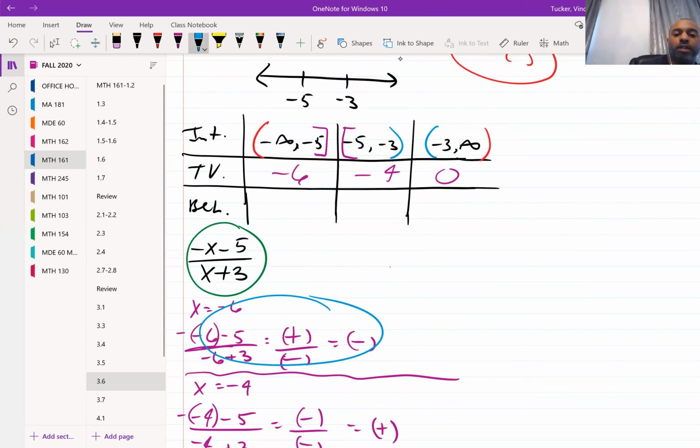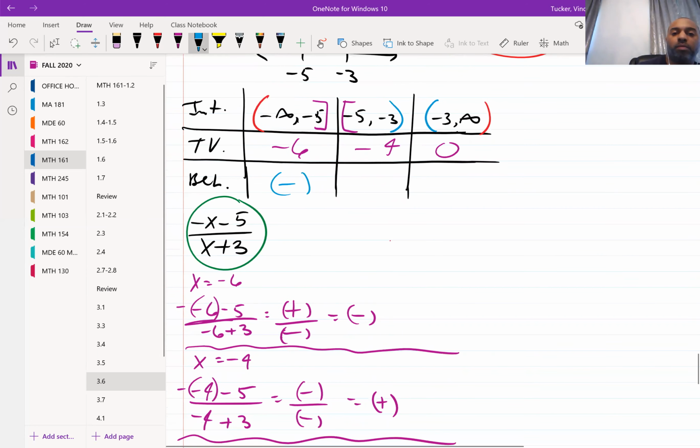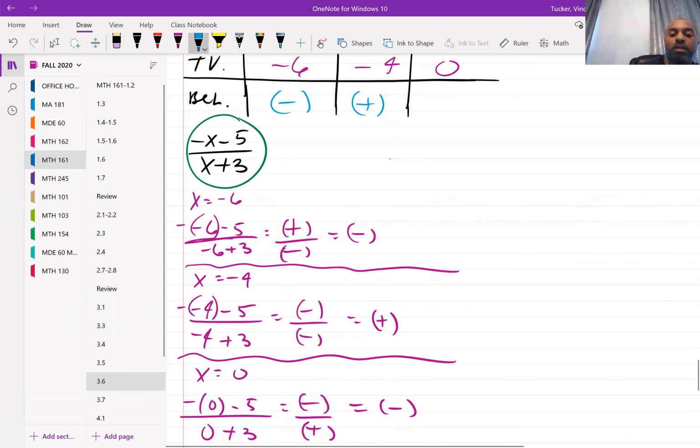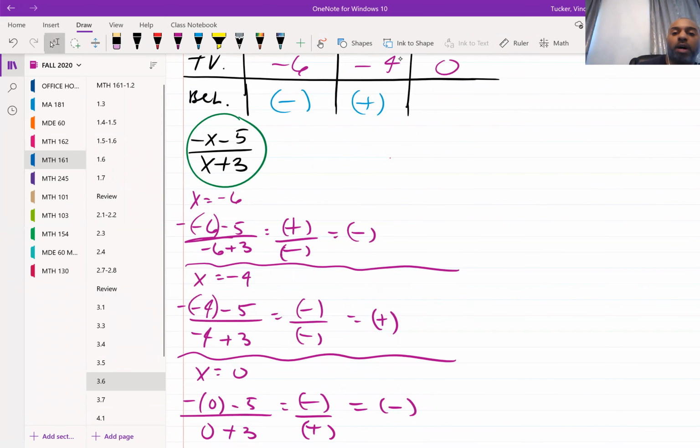So plugging in -6, you end up getting a positive number over a negative number, so that's negative. Plugging in -4, I get negative over negative, which would be positive. Plug in 0, I get negative over positive, which is negative.